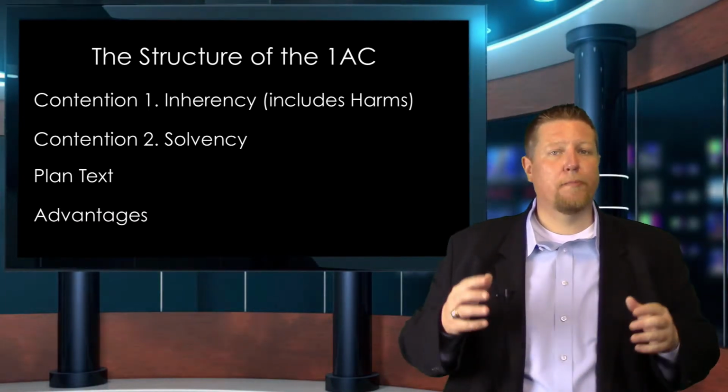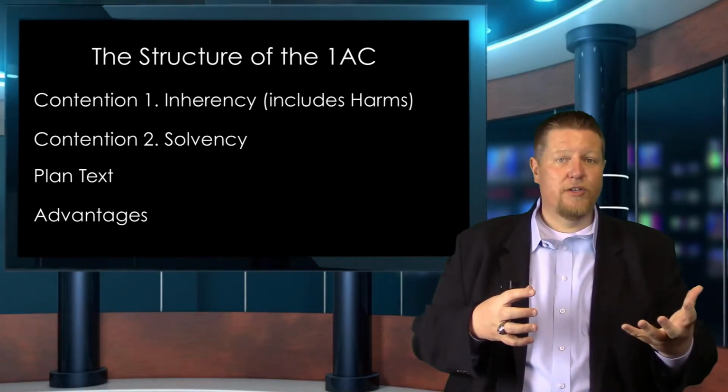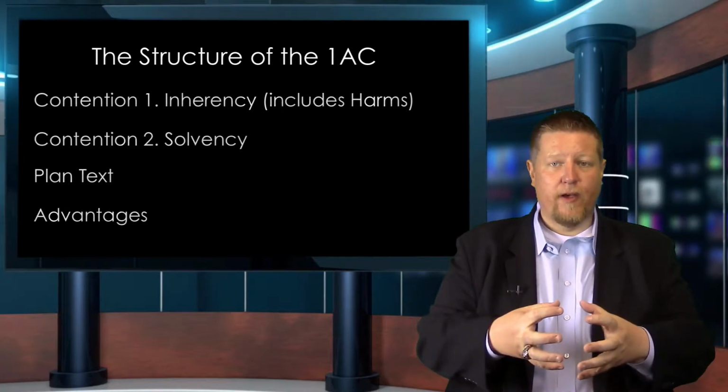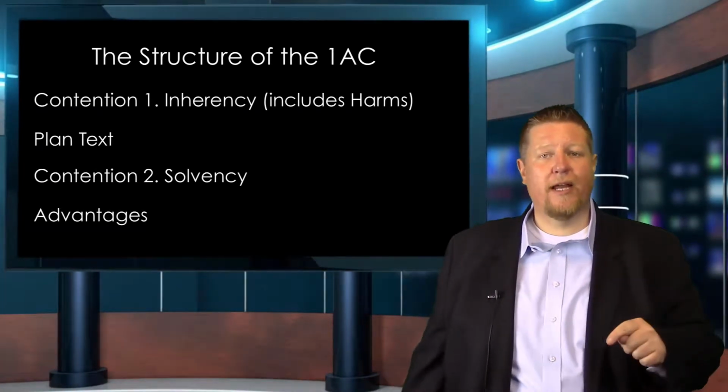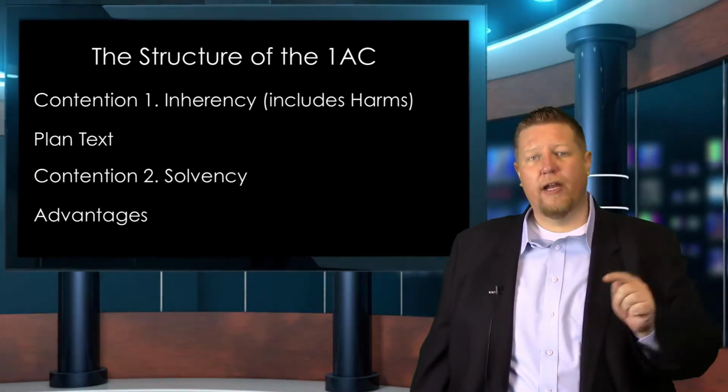This variation requires a powerful piece of evidence that proves the inherency and harms burden in the same piece of evidence. The fourth variation is to combine inherency harms contention, followed by plan text, followed by solvency, followed by advantages.